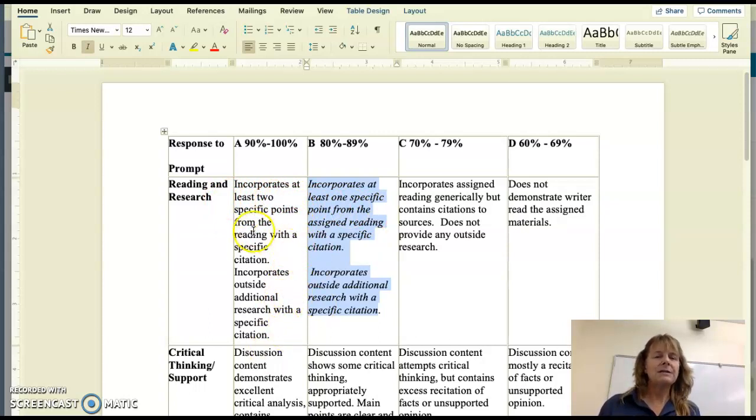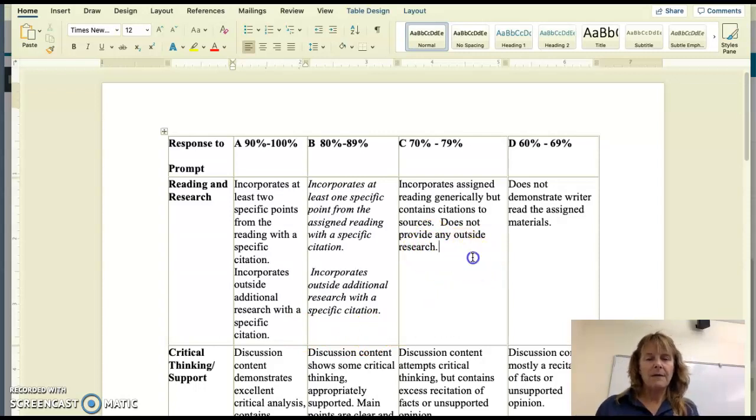And you'll notice the difference between the A point and the B point on this is how many readings are you connecting, and more important, are you connecting outside additional research? So one of these is 1 point from the reading and outside additional research with a specific citation. The A point is 2 specific points from the reading with a specific citation. And that means you're actually using it in an inline cite, so we can see where you got the information from.